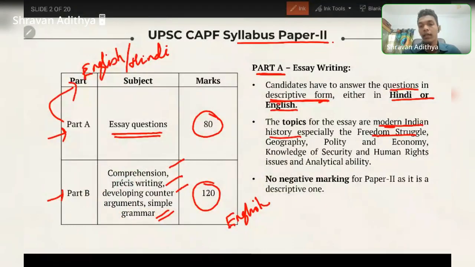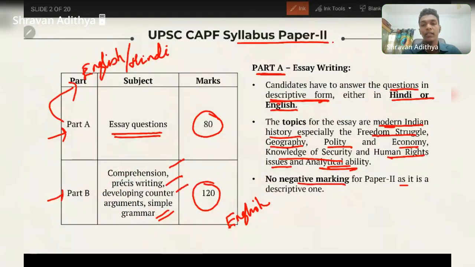The common topics for the essay are modern Indian history, especially the freedom struggle, and then geography, polity, economy, knowledge of security, human rights issues, and analytical ability. These are the common areas from which questions are asked by the UPSC. And one more thing you have to note: there is no negative marking for Paper 2 as it is a descriptive one. If you have been preparing for CAPF for a long time now, you obviously would have known all of these things, but if you are a beginner, just take a note. So this is how the marks are divided, and this is the brief background.